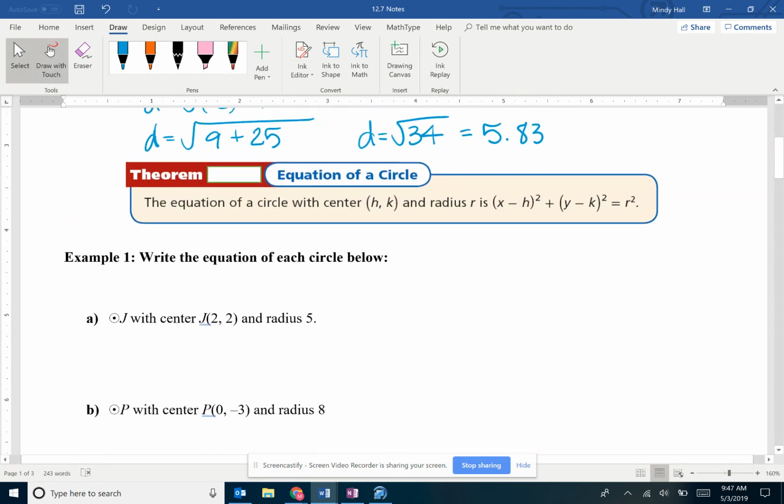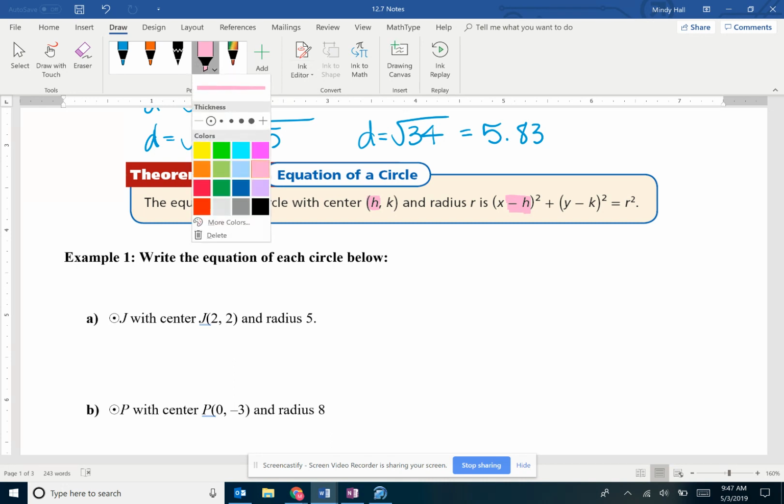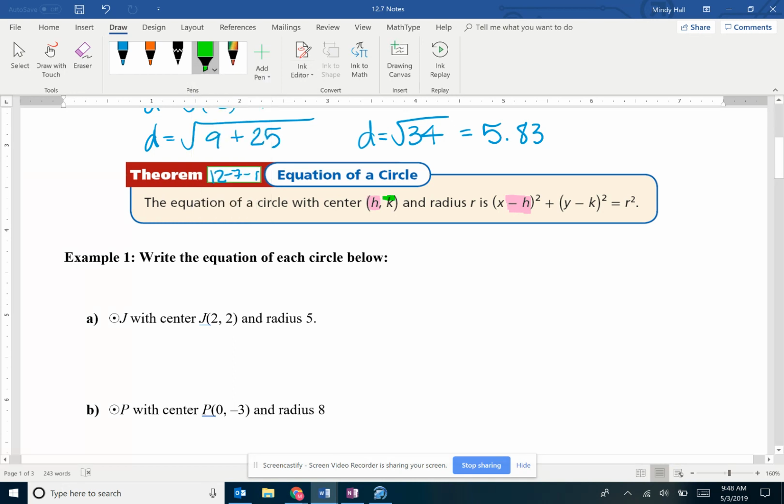The actual equation of a circle, if you want the theorem for the book, it is 12-7-1. The equation of the circle with center (h, k) and radius r is x minus h squared plus y minus k squared equals r squared. So just a couple things to notice. The center is a positive h, and we have a negative h. Because that is opposite, just know when you have your equation, it is going to be the opposite of whatever's inside the parentheses. And then we have k, and again, just like the h, it's going to be opposite.